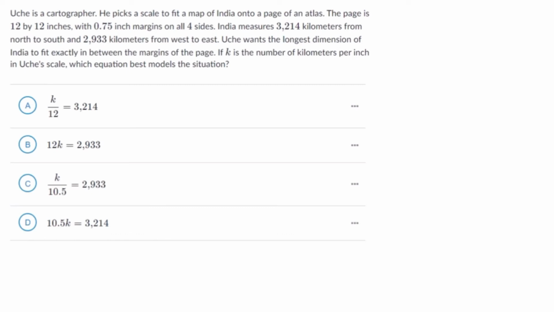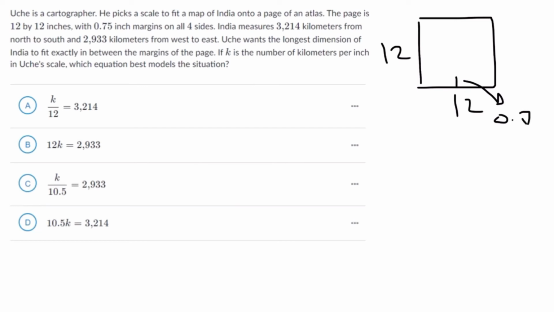Now for wordy, meaty questions like this, I'd like to draw drawings, and since this is basically a paper, perfect, we're just going to draw that. Oh, they said 12 by 12, so it's going to be something like that. So 12 on both sides, and they want a margin of 0.75. Say there's a margin here. And they said that he wants the longest dimension to fit exactly between the margins of the page.